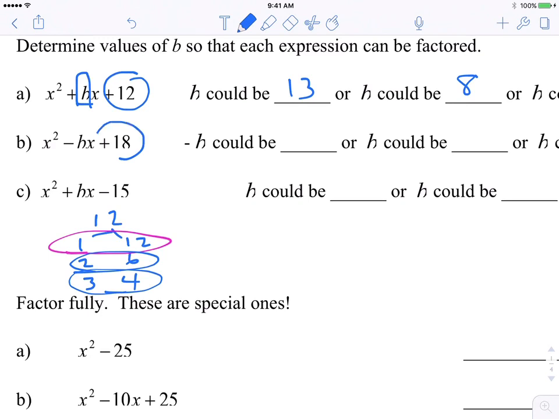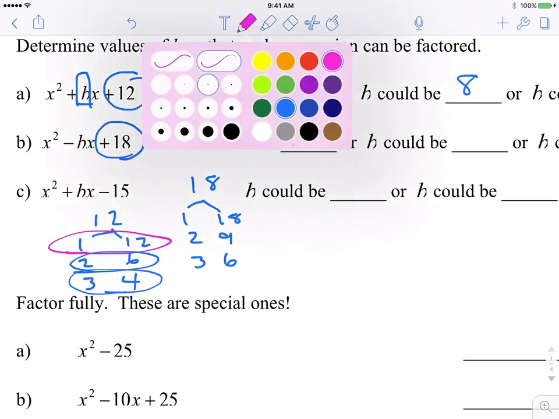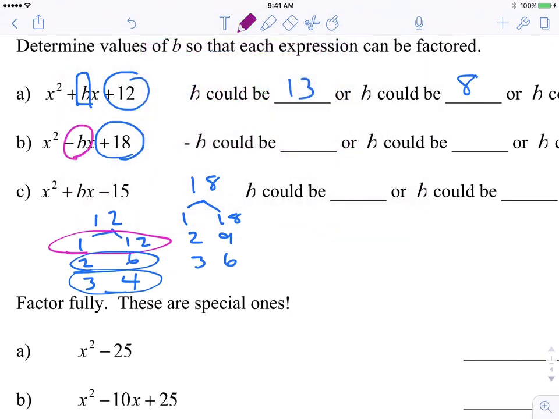In the next example, we're looking at positive 18. Factors of 18: 1 times 18, 2 times 9, and 3 times 6. But this time you'll notice we have a negative b. So what two numbers will multiply to positive 18, but when added together are negative? Well, we know two negatives multiply to become positive. So I could have a negative 1 and a negative 18. In that case, the sum would be negative 19, but when multiplied, negative 1 times negative 18 would give me a positive 18.